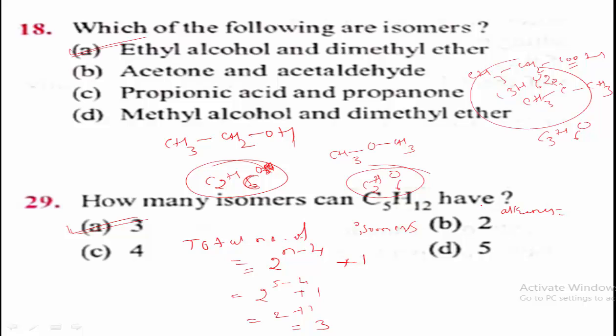If the compound contains an odd number of carbon atoms in alkenes, then the total number of isomers equals the formula 2 to the power of n minus 2. Use the formula 2 to the power of n minus 2 when the alkene has an odd number of carbon atoms.